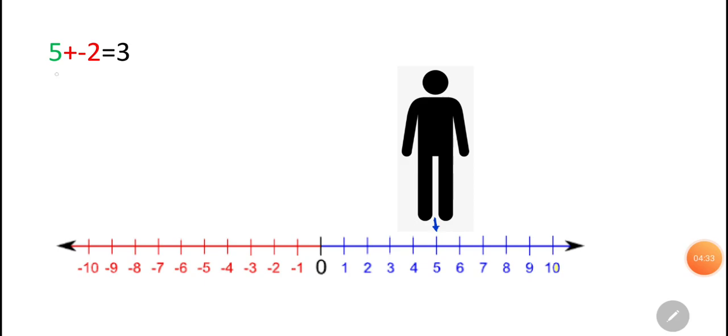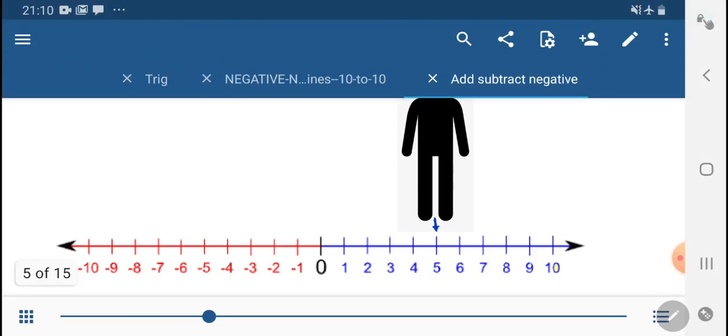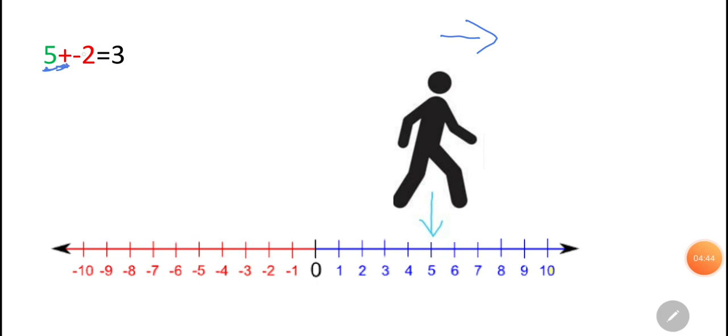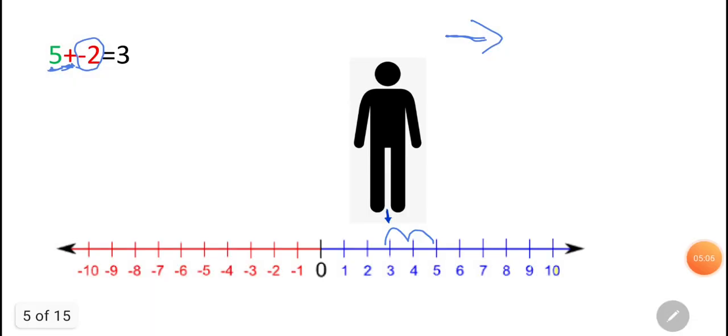Now in this question, as you can see, the man starting off at 5, then the operation is a plus sign, so he's going to face the right. So because of this plus sign, he is facing the right. But then it's negative 2. So he won't be taking 2 steps forward, but in fact he'll be going 2 steps backwards. So the negative 2 means walk backwards 2 steps. Because he went backwards 2 steps, you can see he's now at 3. So 5 add negative 3 is equal to 2.